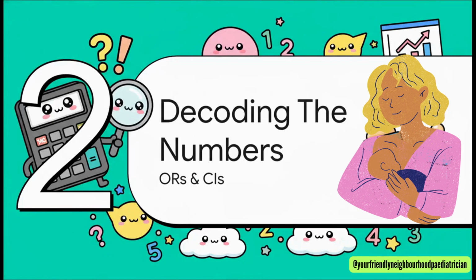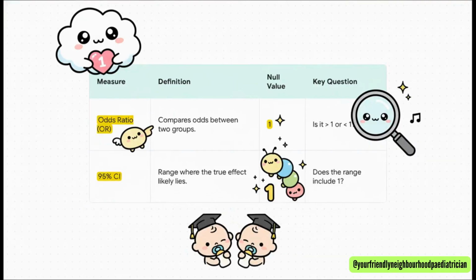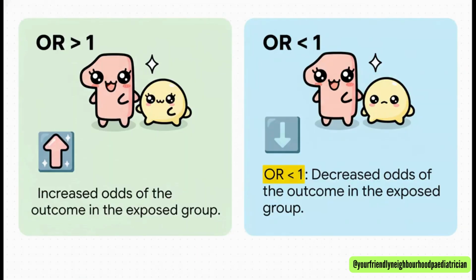All right, part 2, decoding the numbers. So you understand the study design, but what about all those stats they throw at you? Let's break down the only two numbers you really need to get for these studies: odds ratios and confidence intervals. Don't let a table like this intimidate you. It all boils down to two things: the odds ratio, which we call the OR, and the 95% confidence interval, or CI. And for both of them, the magic number you need to burn into your brain is 1. It honestly is this straightforward.